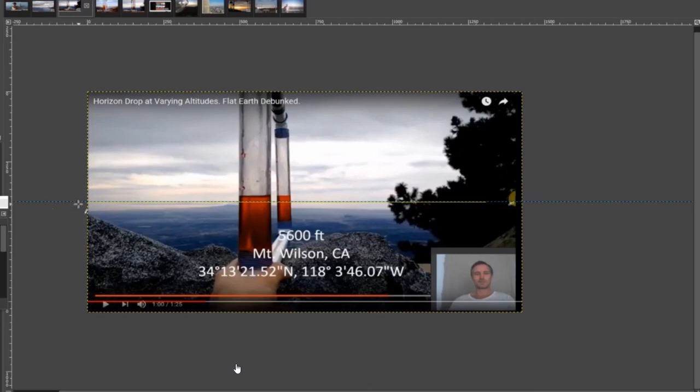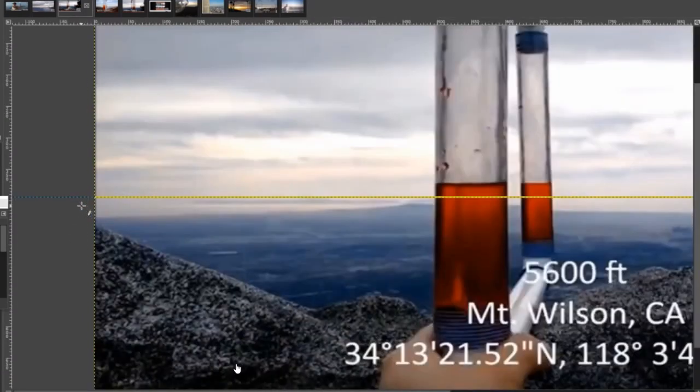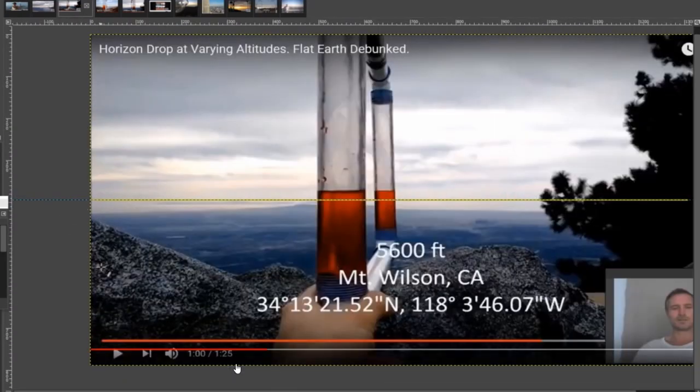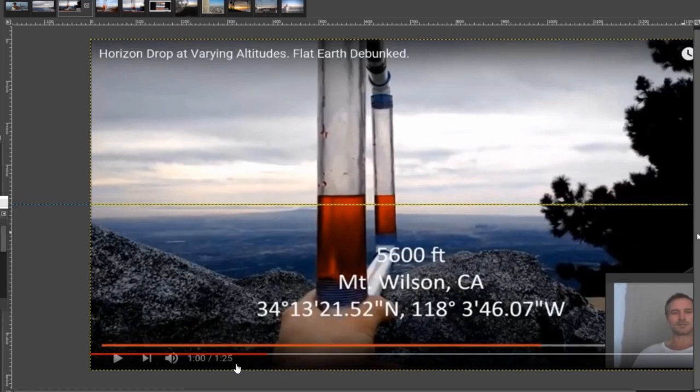Yeah, here is, hopefully you can see this. All right. Yeah, there's the center of the photograph, and the eye level is actually below the level of the water level. Okay, so it's wrong, it's not level.